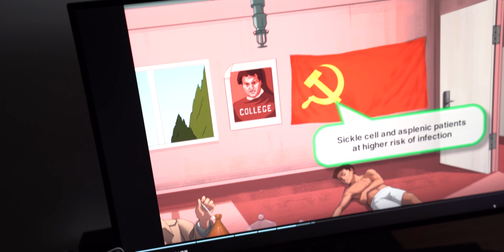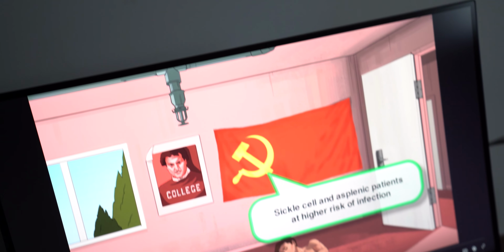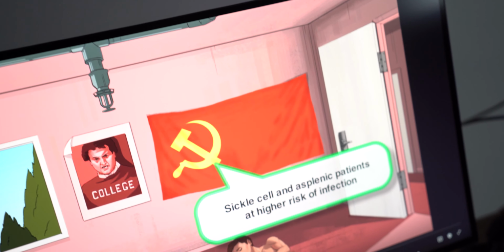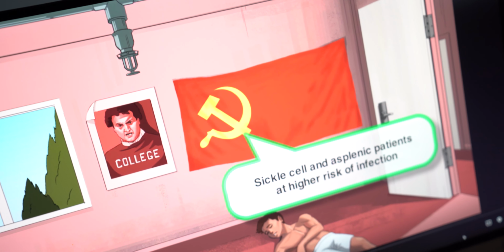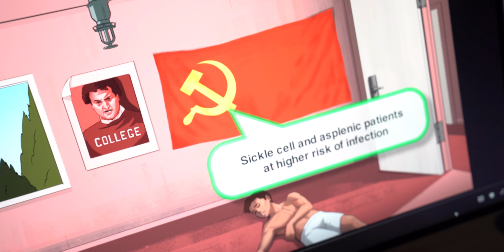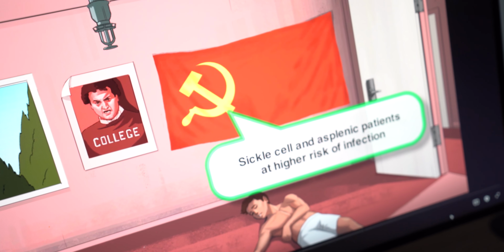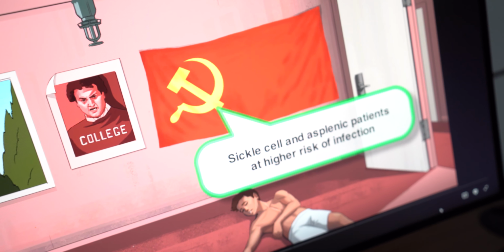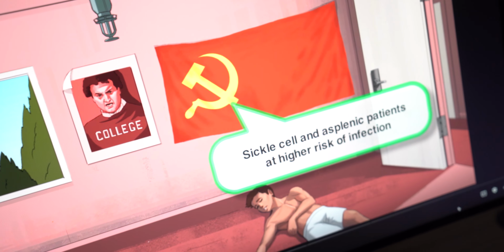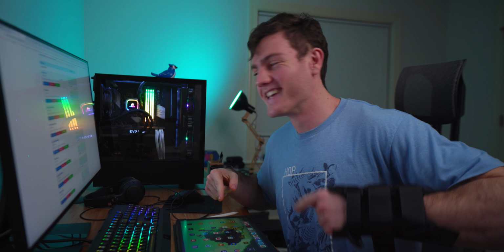So in Sketchy, they try and teach you bacteria and microbiology through memory mnemonics. And this one, it was like a communist kid in a college dorm room, and the sickle in communism is supposed to represent sickle cell disease. And because you have sickle cell disease, you're asplenic, so you're at a higher risk of infection. But this is just hilarious. I love Sketchy. And back to the present.